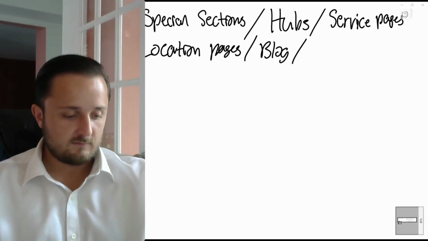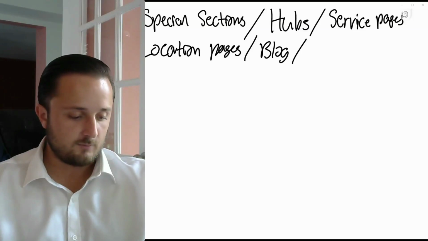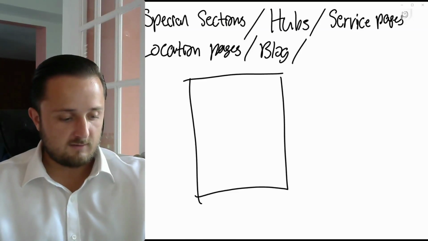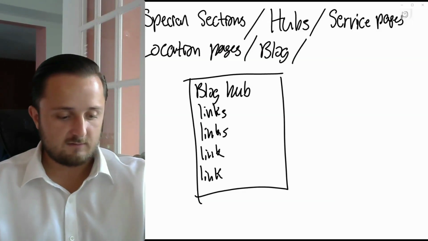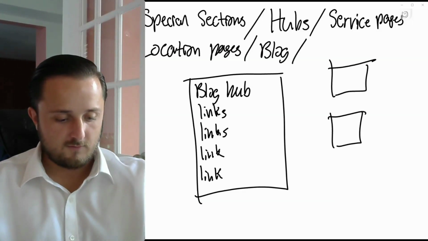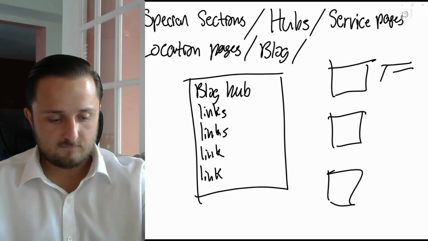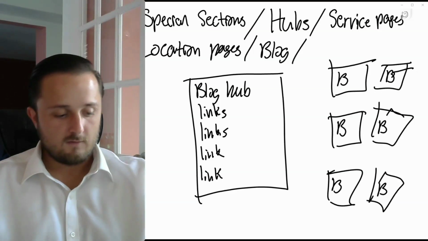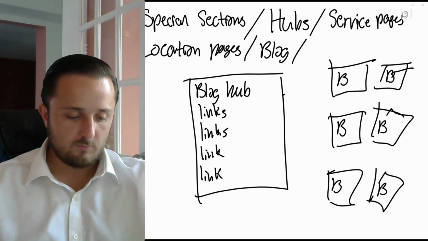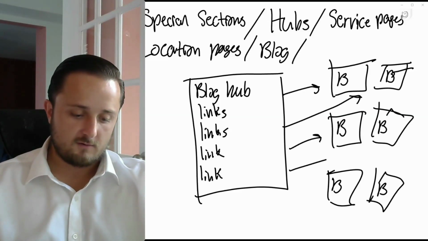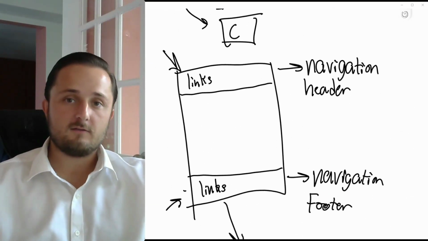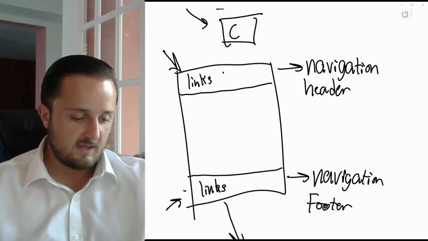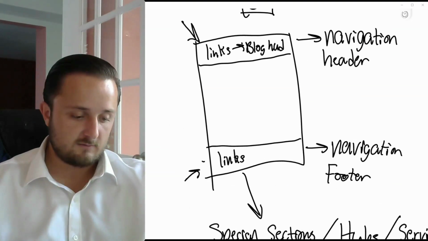So all of these, let's do blog as an example. On your blog hub page, you want links, right? We want a whole bunch of links to all of our individual blog pages. And we're going to use the letter B for blog. So on this blog hub, we want to link to all of our individual blogs. So what this does is Google will come by to our home page, and we have a link that goes to our blog hub. Then Google will find that link to our blog hub.